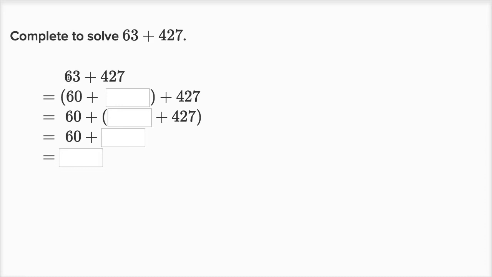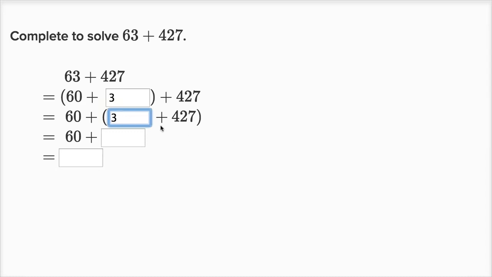It's just saying 63 plus 427 is going to be equal to 60 plus what plus 427. So the 60 plus what is going to be the same thing as 63 because we have 427 in both places. So 63 is 60 plus 3. Well, that makes sense. Now this next step, they just change the order. 60 plus 3 and then adding 427 is the same thing as doing 60 plus and then adding the 3 to the 427 first. So we're just taking this 3 and moving it from the 63 to the 427.